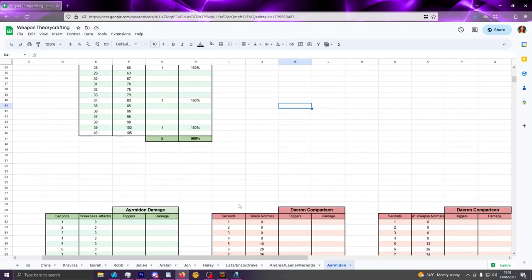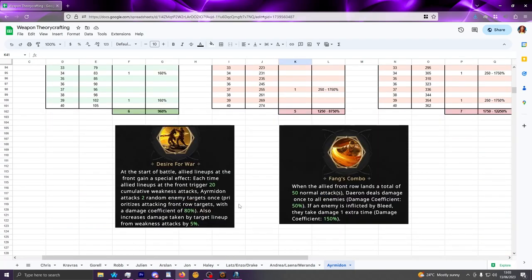And I have a comparison here at the bottom to put this into context. On the left here is Ayrmidon's skill, and on the right is Daeron's. Per trigger, Ayrmidon's caps out at 160%. Daeron, however, hits, as it says here, all enemies, so that's all lineups. What this means is that Ayrmidon, for example, will hit A1 and A2.